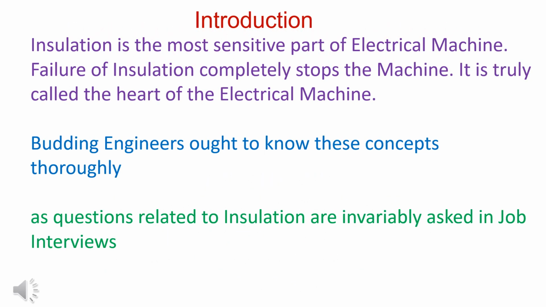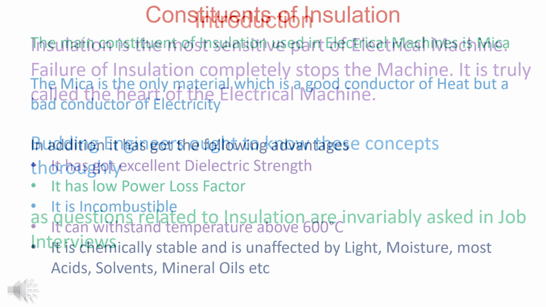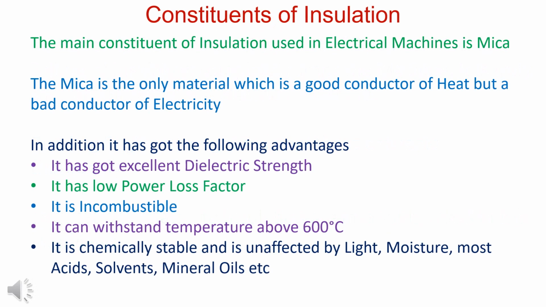Insulation is the most important part of the generator. Basic concepts of the insulation are explained in this video. Main component of the insulation is mica. It is the only material which is a good conductor of heat but a bad conductor of electricity.